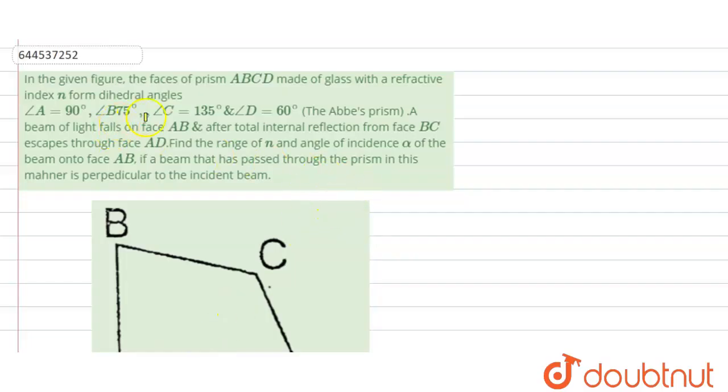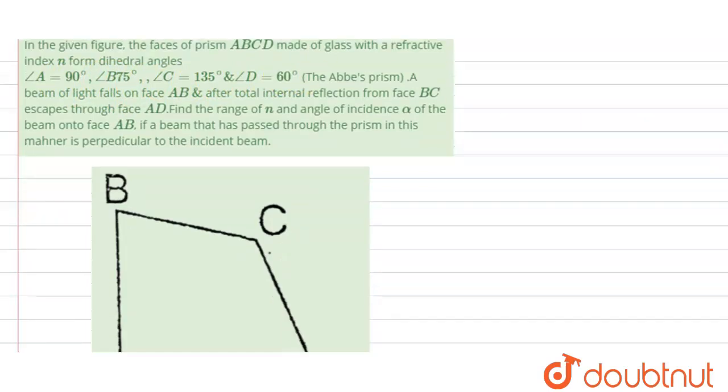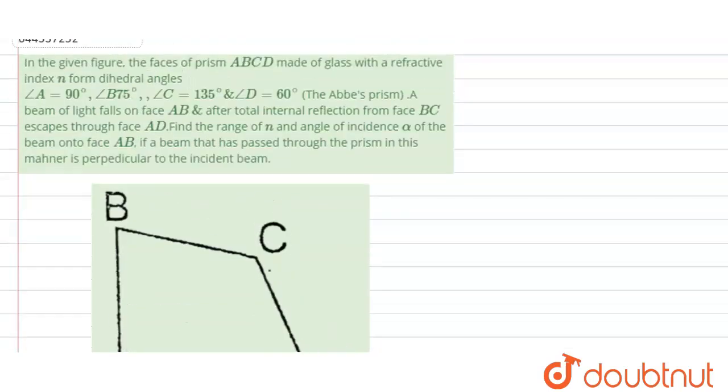Hello everyone, let us start with our question. In this question, it is given that in the given figure, the faces ABCD made of glass with a refractive index n form dihedral angles. Angle A is 90, angle B is 75, angle C is 135, angle D is 60 degrees. So this is the figure we have been talking about.